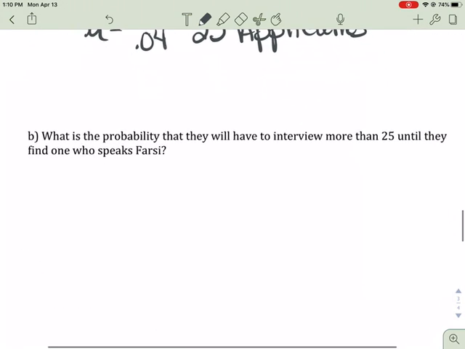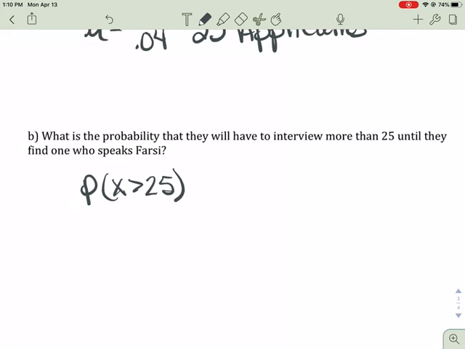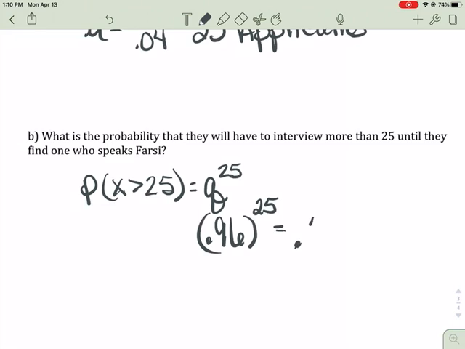What is the probability they have to interview more than 25 until they find one that speaks Farsi? Okay, so that's going to be Q to the 25th trial. So Q would be 0.96 to the 25th. Now again, I could very easily use my online calculator, but since this formula is not too bad, I'm going to do the computation using my calculator.